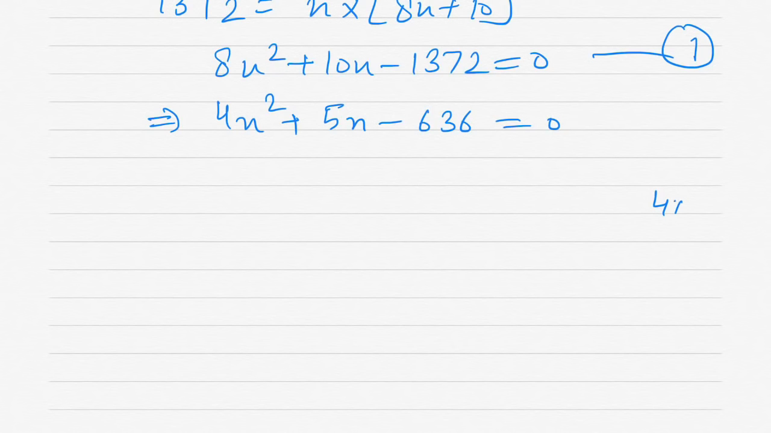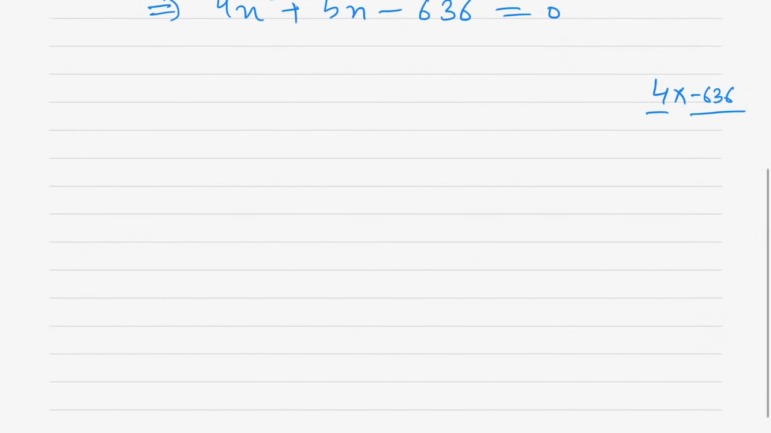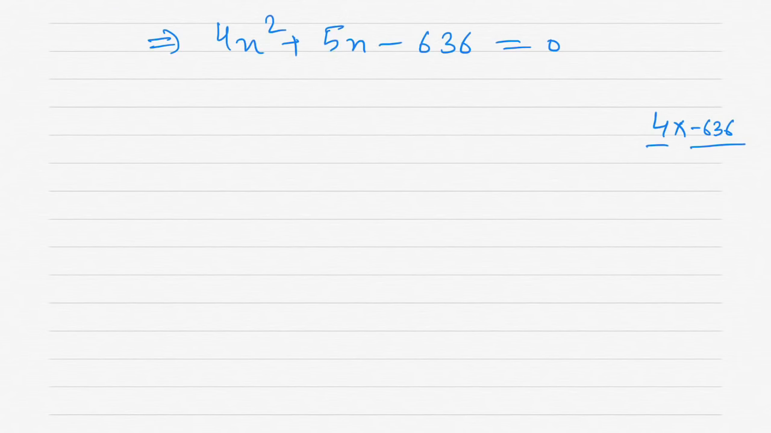Now to factorize this equation, if we use the splitting of the middle term, we should have the product as 4 into minus 636, because the product is negative. So of the two factors, one is positive and one is negative. If I divide 636 by 12, it is 12 into 53. So it is 48 into 53. I can take these two factors because their difference is 5 and their product is 4 into 636.